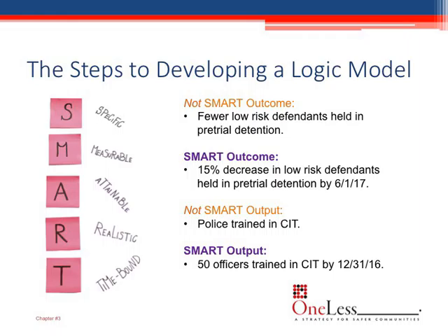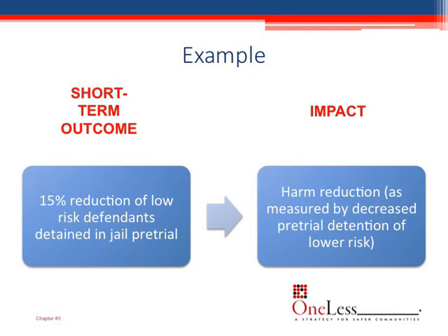The first statement is not specific. It's unclear how many fewer is, and it's unclear when the outcome is supposed to occur. In the second example, 50 officers trained in CIT by 12/31/16 is much clearer than police trained in CIT. Essentially, impacts and outcomes describe who or what will change over what period of time and by how much. This slide represents the causal relationship between short-term outcomes and impacts using an example we've discussed already.